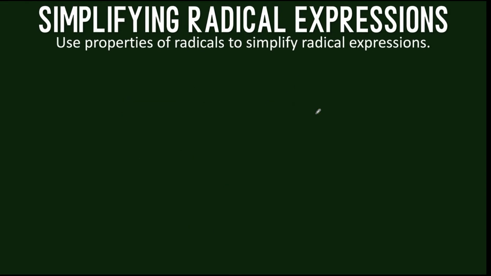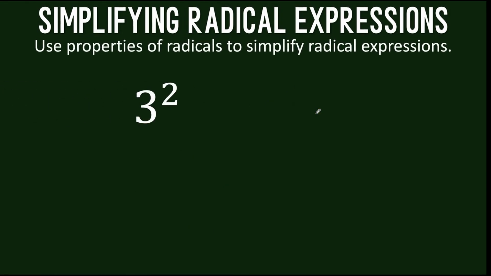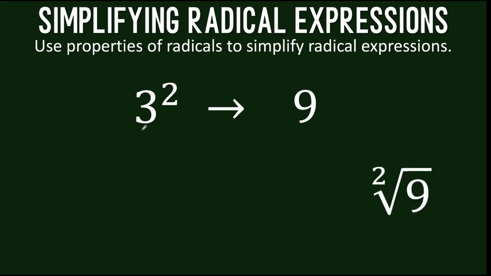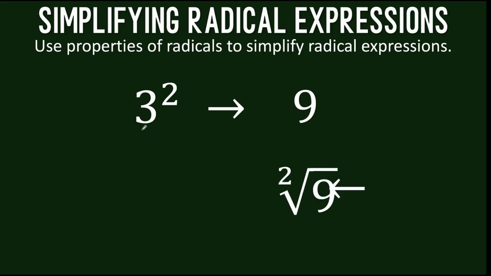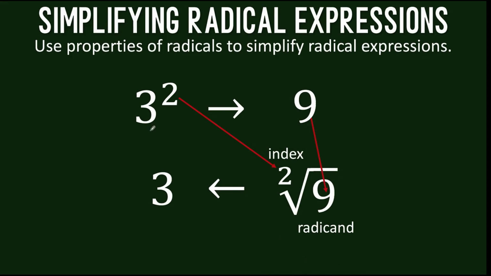For example, we are already familiar that 3 squared is equal to 9. And we would like to reverse the process and go back to the base 3. We can accomplish that by taking the square root of 9. The square root of 9 is equal to 3. Now, in this case, this 9 becomes the radicand. This exponent 2 becomes the index of the radical, and this base 3 becomes our root. These are the terminologies that you are going to use when dealing with radical expressions.